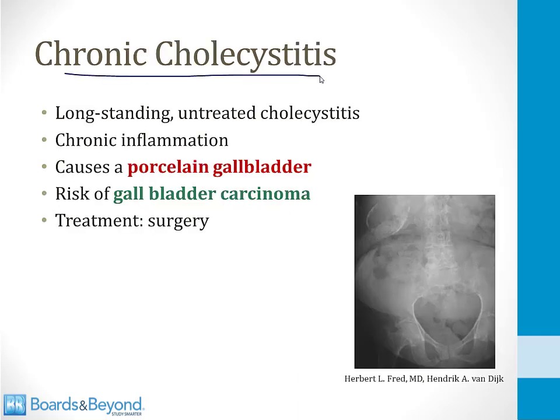Chronic cholecystitis is a rare condition that results from long-standing untreated cholecystitis. There is chronic inflammation in the gallbladder wall. This results in calcium deposition and causes a characteristic finding on X-ray called a porcelain gallbladder.